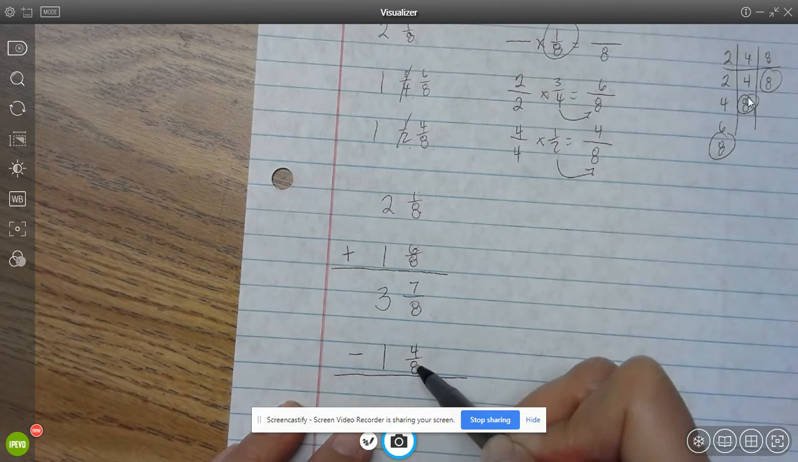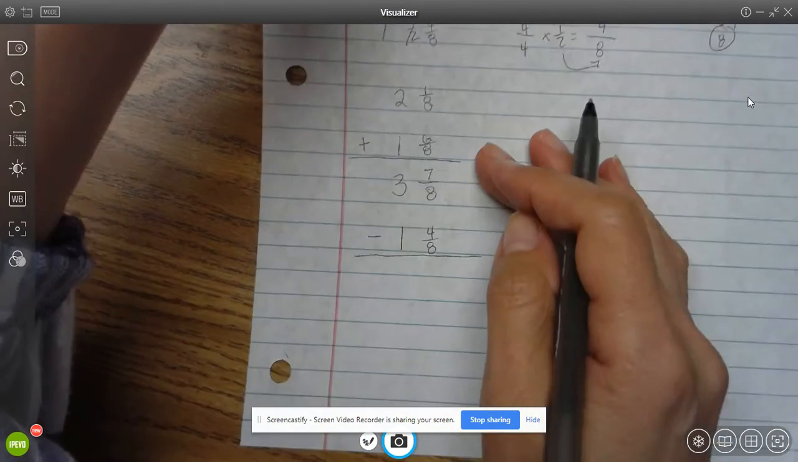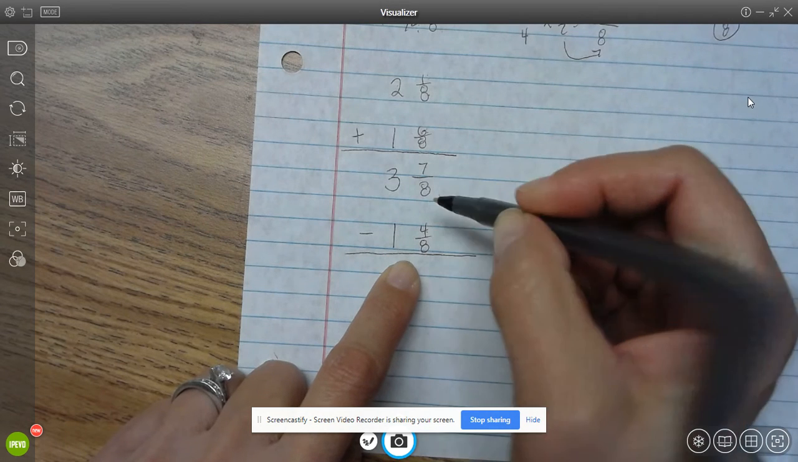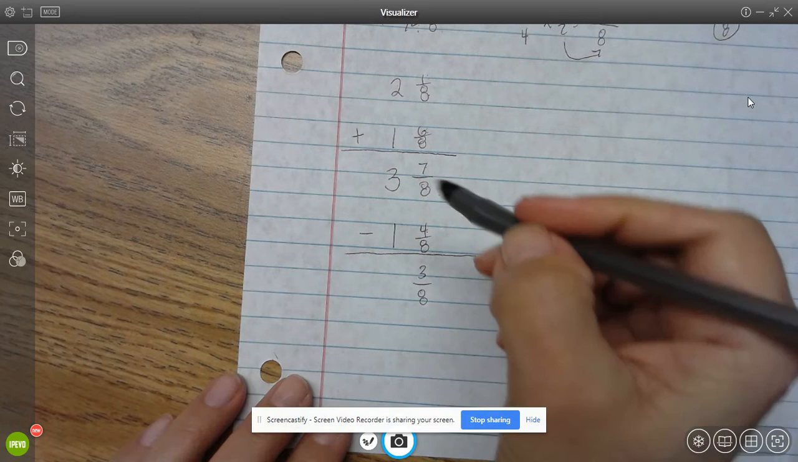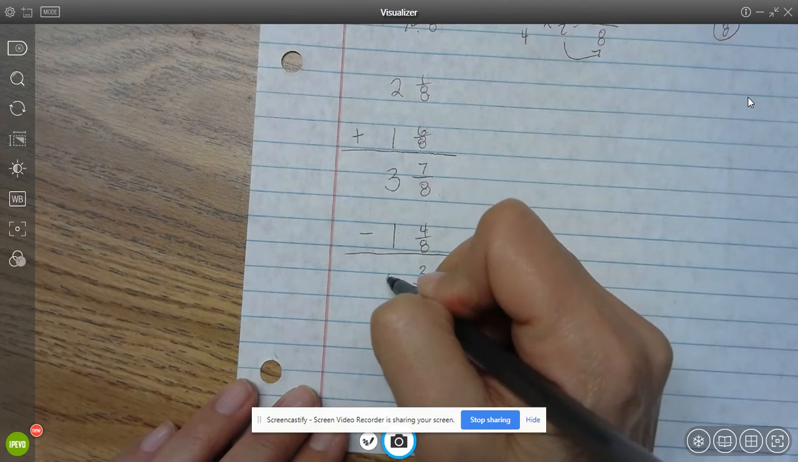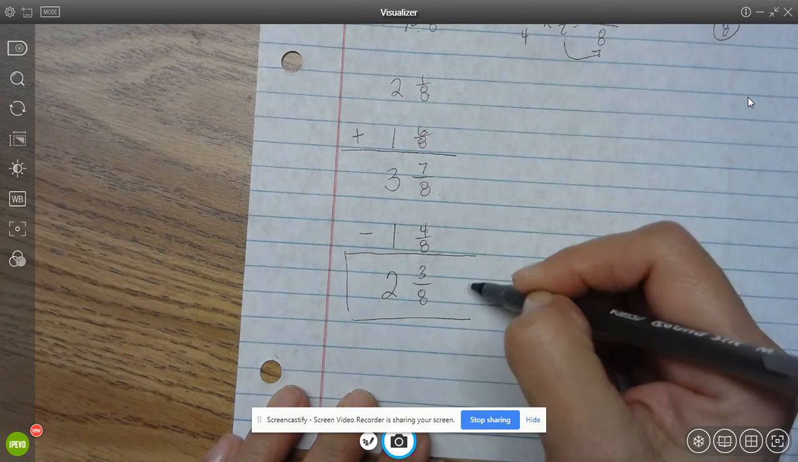My fractions have a common denominator of 8. I'm good to go there. 7 minus 4 I can do. I do not need to regroup, right? 7 is greater than 4. 7 minus 4 is 3. My 8 stays as my denominator. And then I simply subtract my whole numbers. 3 minus 1 is 2. Okay, so my answer is 2 and 3/8.